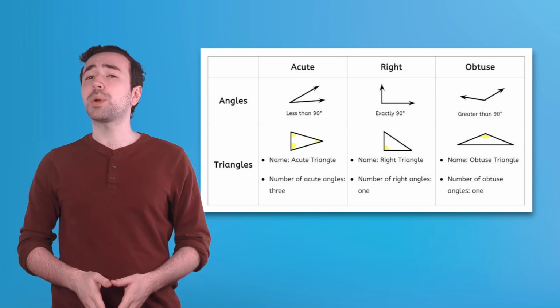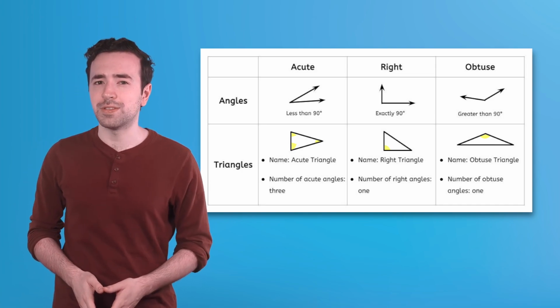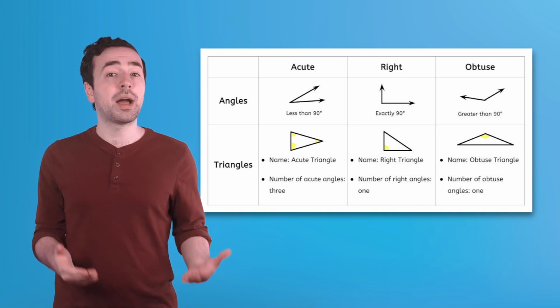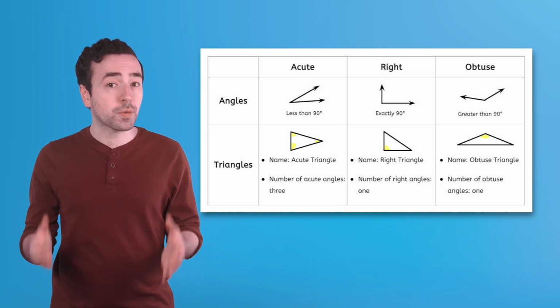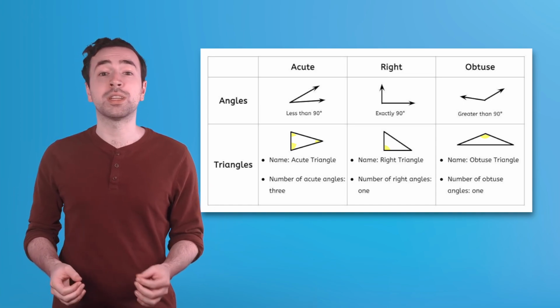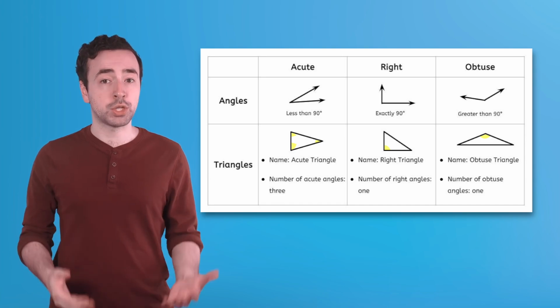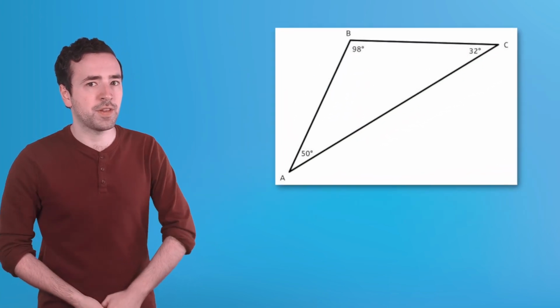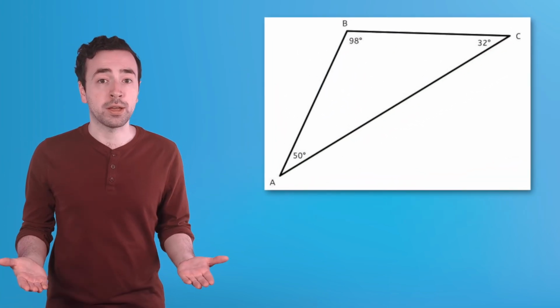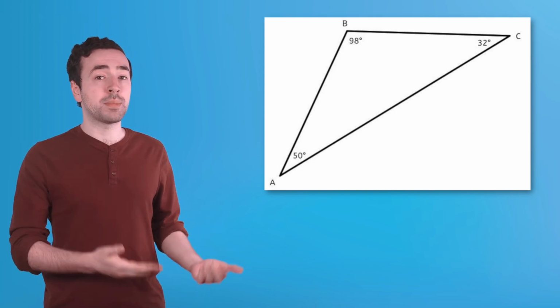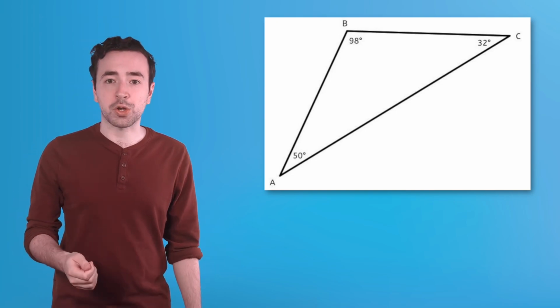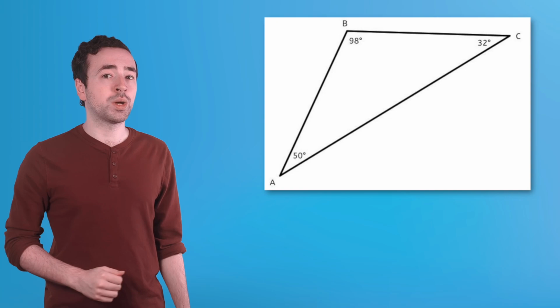All right, let's practice classifying some triangles ourselves. When classifying triangles by their angles, it's helpful to know all three angles before deciding whether it's acute, right, or obtuse. Take a look at this figure here. Thankfully, all three angles are already labeled with their measures. Now, we need to determine what type of angle each one is.